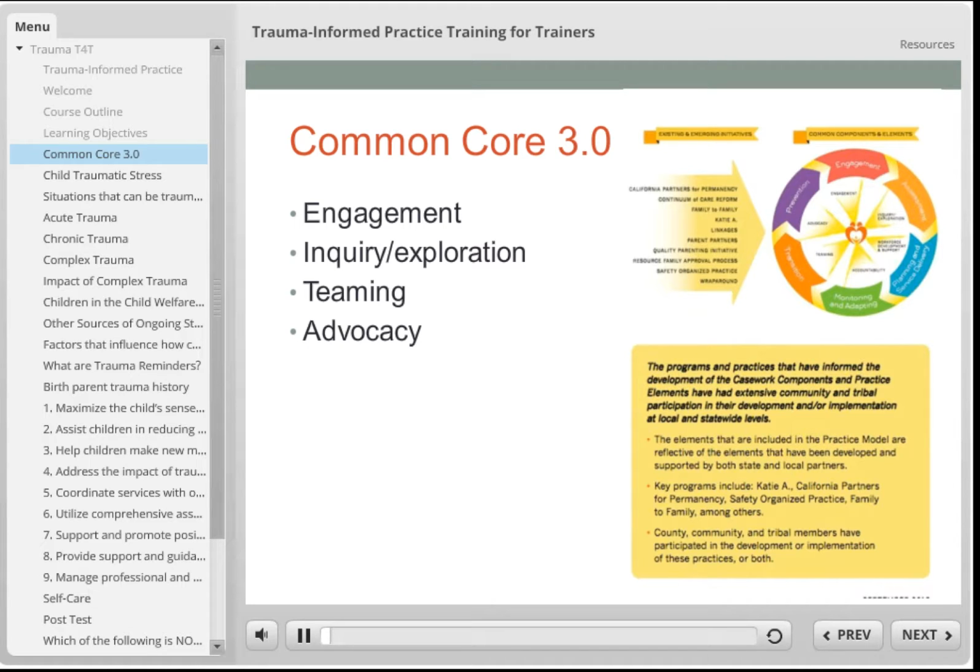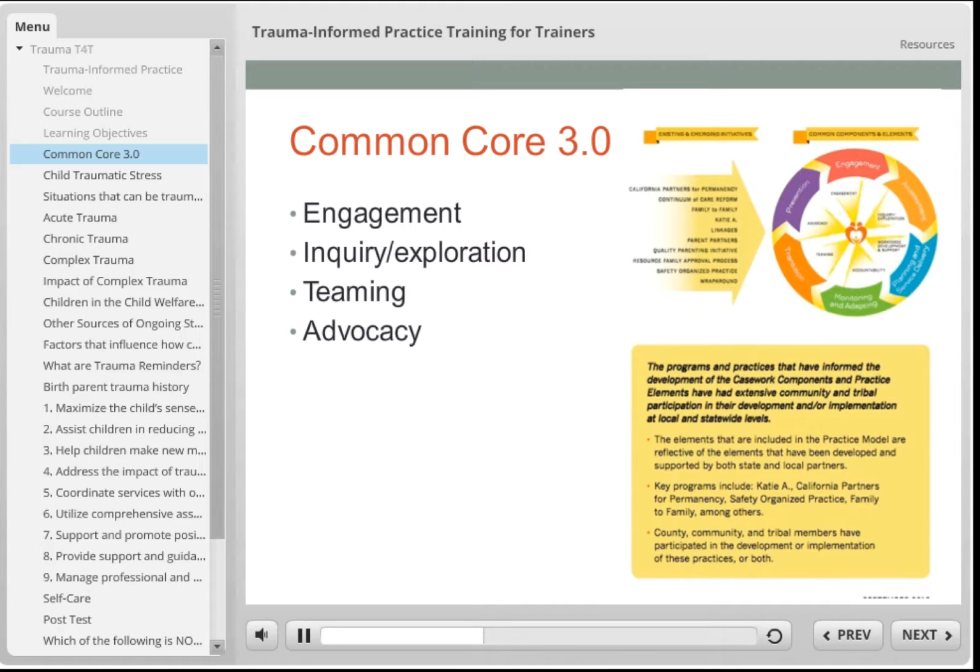Common Core 3.0 is closely aligned with the California Child Welfare Core Practice Model, utilizing common components and elements. Trauma-informed practice is specifically referenced in the practice of engagement, where the expectation is clearly stated. We use solution-focused, trauma-informed engagement practices and approach all interactions with openness, respect, and honesty.